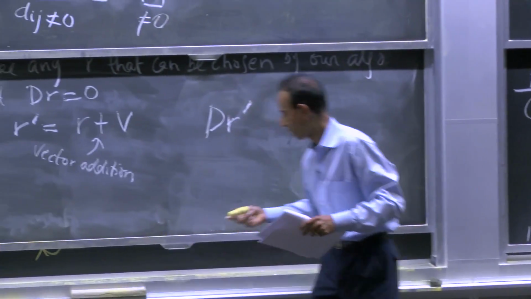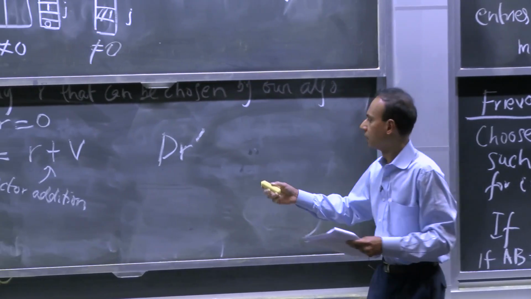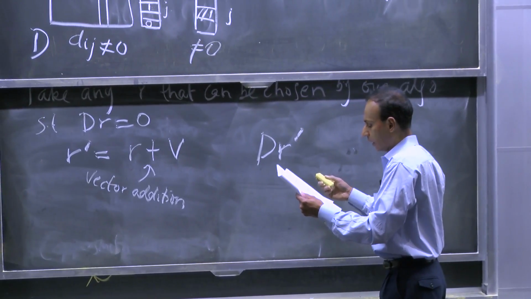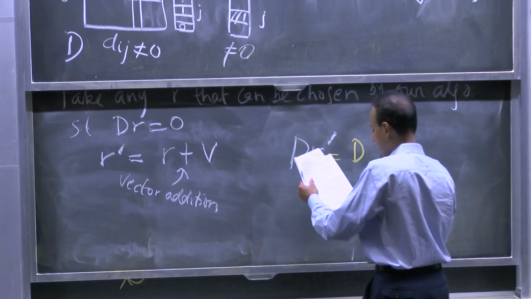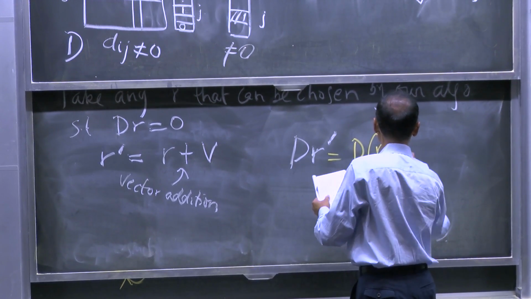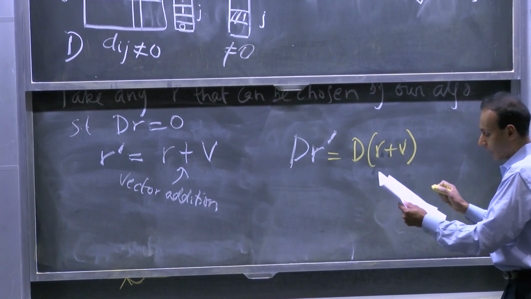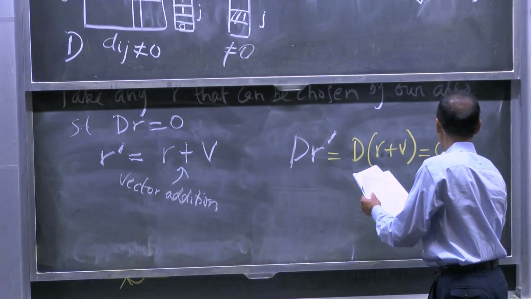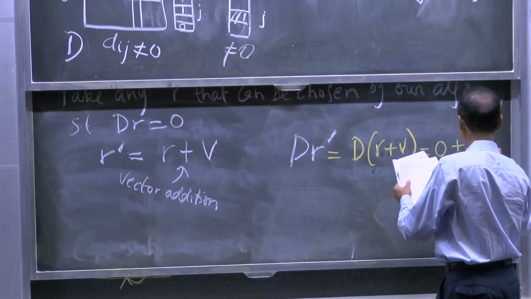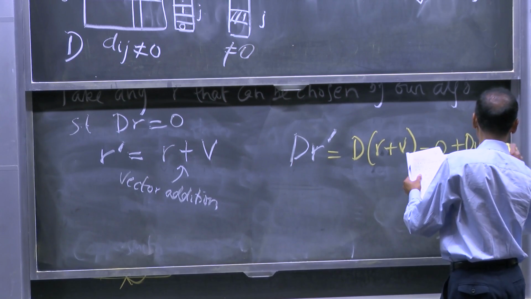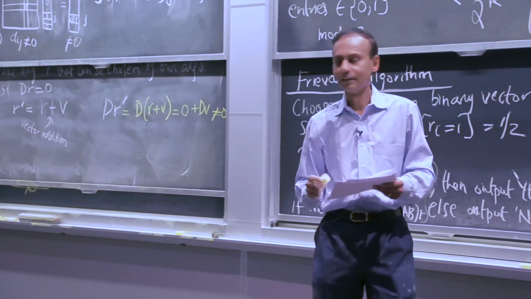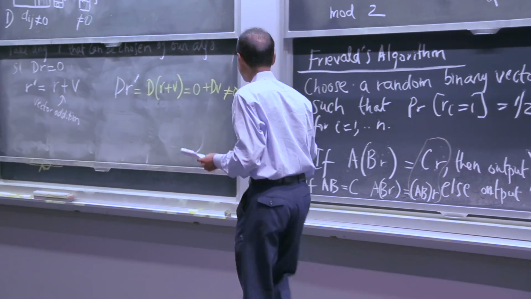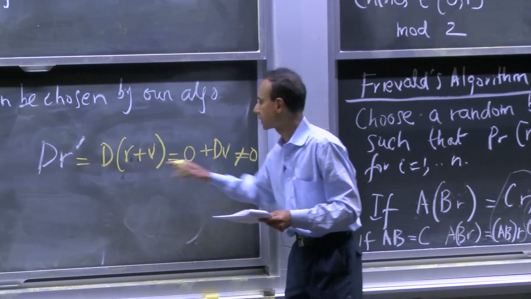R prime is r plus v, and dr is 0, and dv is not 0. Absolutely right. So essentially what we have is, simply, dr plus dv, which is 0 plus dv, not equal to 0. All right. Do we like yellow or do we like white? Yellow is fine. So that's pretty much it.